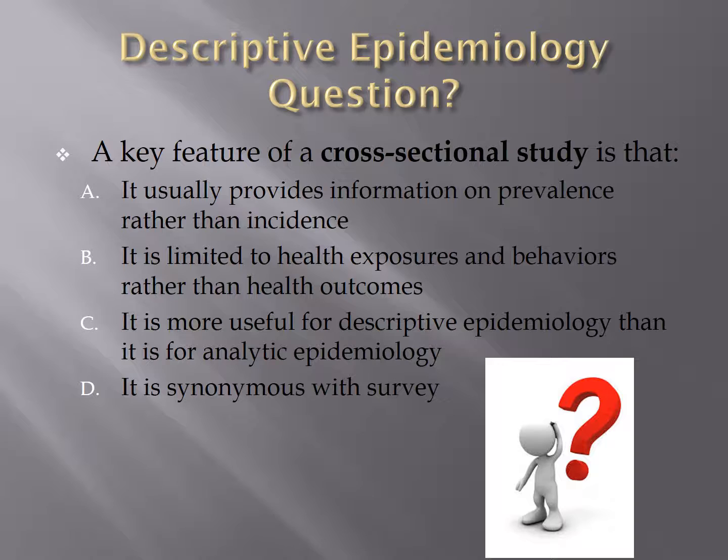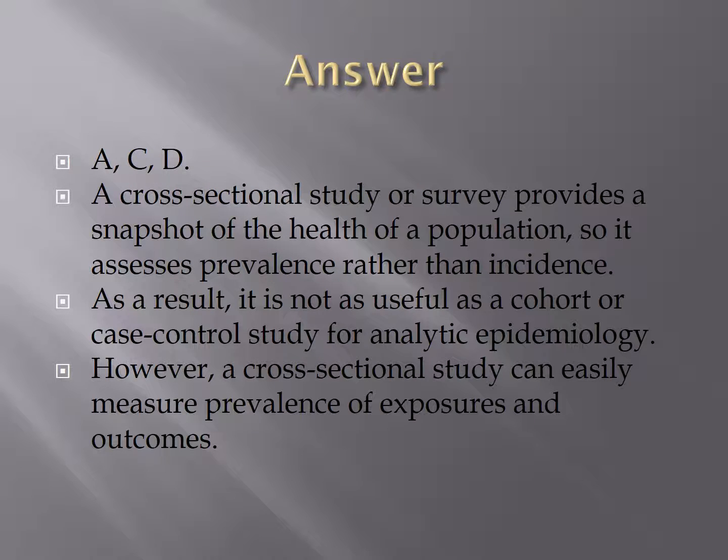Descriptive epidemiology. Choose all that apply. A key feature of a cross-sectional study is one that: A, usually provides information on prevalence rather than incidence; B, is limited to health exposures and behaviors rather than health outcomes; C, is more useful for descriptive epidemiology than it is for analytic epidemiology; D, is synonymous with survey. Please go to the next slide.